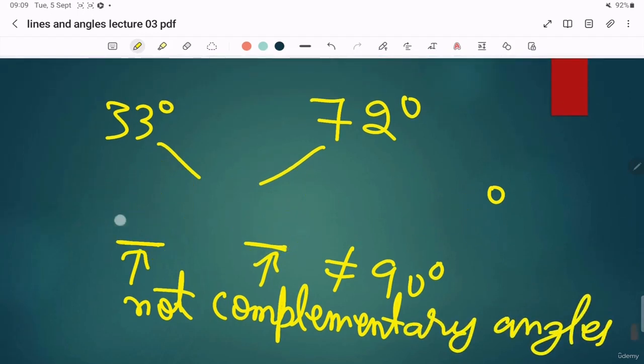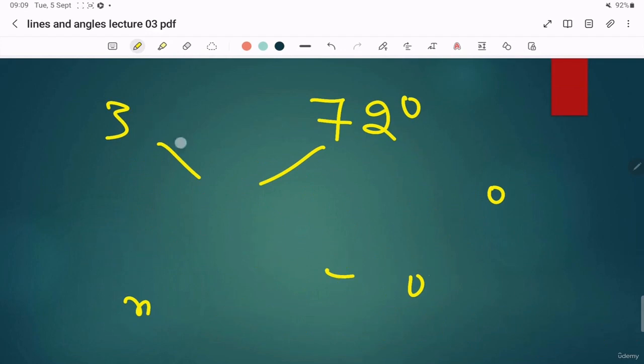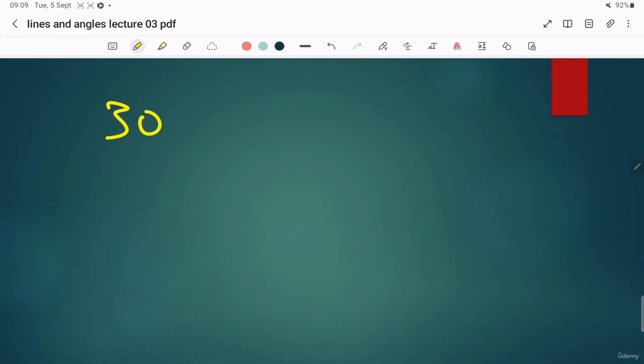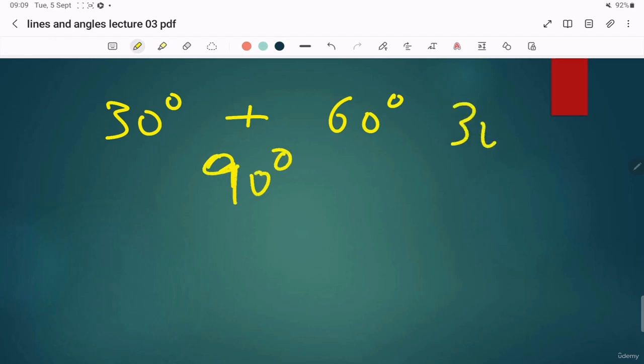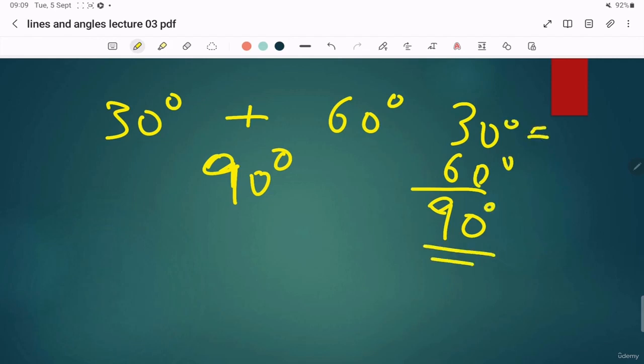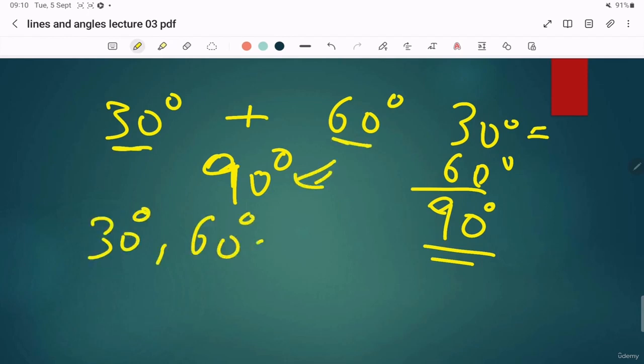Now let's say we have two angles, 30 degrees and 60 degrees. Now add them. Their sum is 90 degrees. 30 plus 60 is 90. Now, the angles are in degrees, therefore write a degree sign. As the sum of these two angles is 90 degrees, therefore 30 degrees and 60 degrees are complementary angles. Or you can also say a pair of complementary angles.